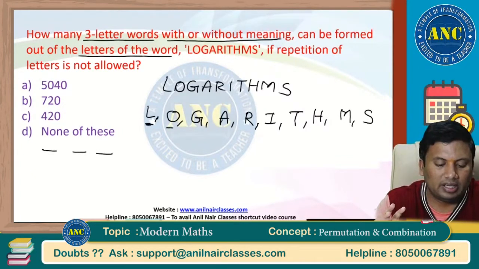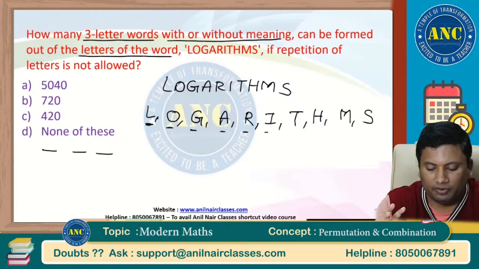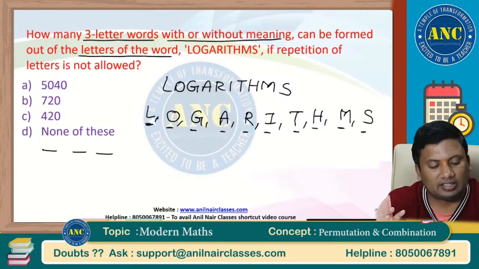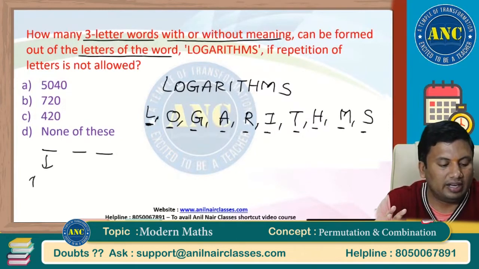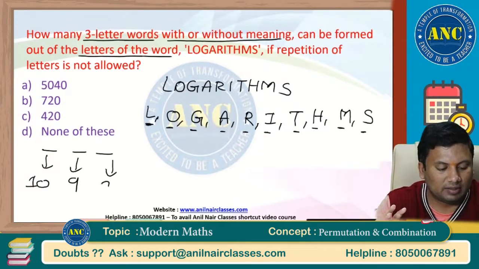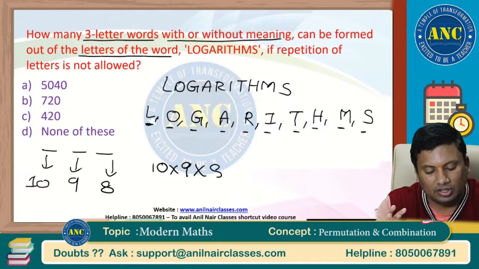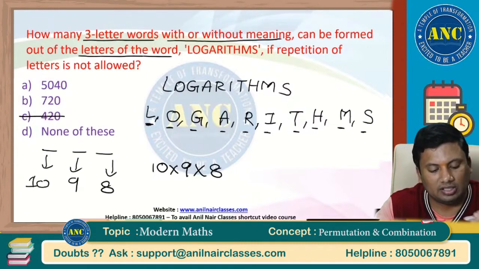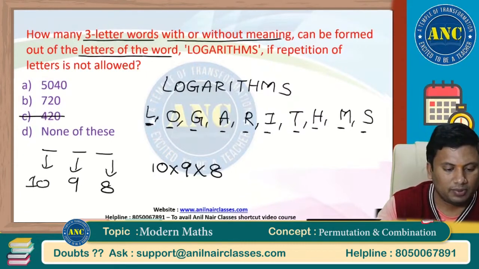Totally, how many are there? 1, 2, 3, 4, 5, 6, 7, 8, 9, 10. 10 letters are there. So any of the 10 letters can come here, and repetition is not allowed. So this is nothing but 9, and this is nothing but 8. 10 into 9 into 8. 9 into any number, the answer's digital sum should be 9. This is not possible. Next one.